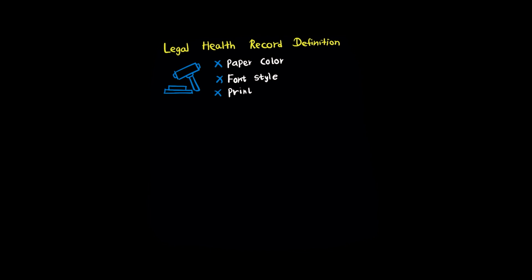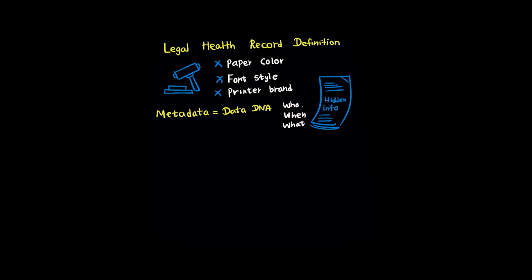The legal health record definition impacts everything from lawsuits to regulatory compliance. Paper color and font styles are irrelevant aesthetic choices. Printer brands don't matter legally. But metadata retention policies, they're critically important. Metadata is the hidden data about your data: who accessed it, when it was modified, what was changed. Think of it as the DNA of your electronic records.